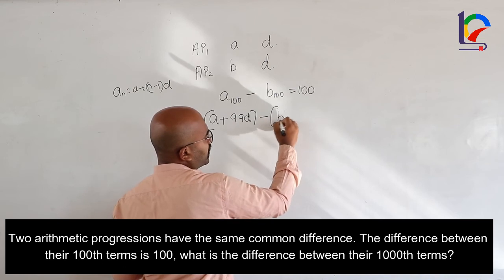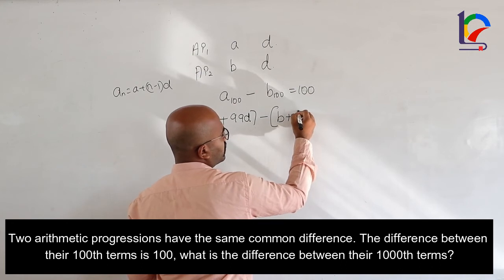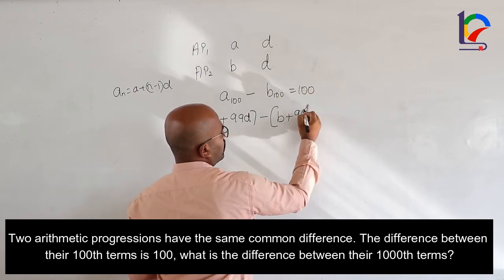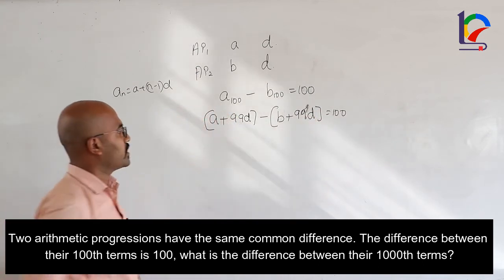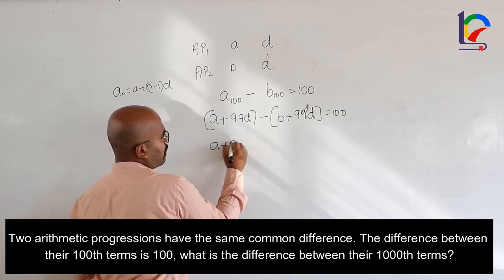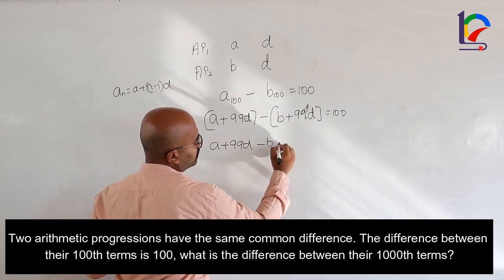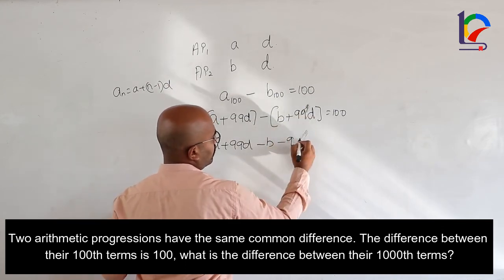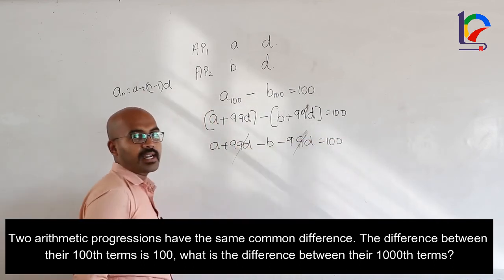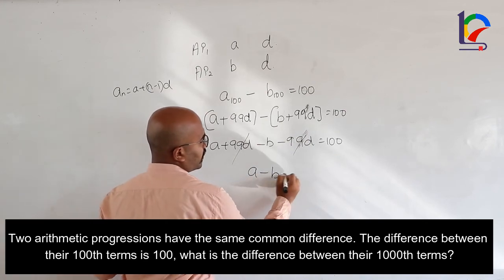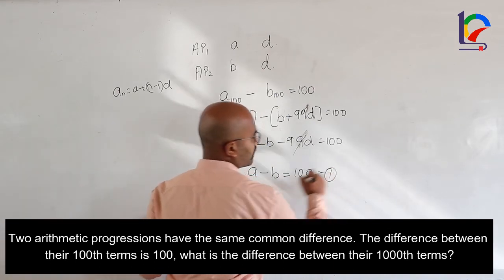So, what is b100? The first term, b, plus n minus 1, where the value of n is 100. So, it is 100 minus 1, 99d, and the difference is equal to 100. On simplification, I get a plus 99d minus b, minus into plus is minus 99d, is equal to 100. So, plus 99d and minus 99d get cancelled. I will be left with a minus b is equal to 100. So, this is equation 1.